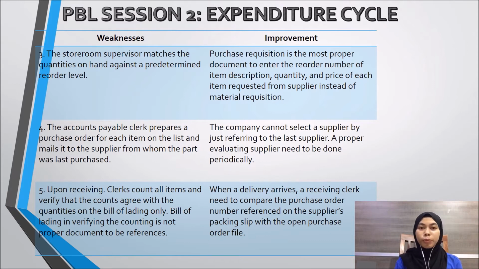So, the improvement that can be done is when a delivery arrives, a receiving clerk needs to compare the purchase order number referenced in the supplier's packing slip with the open purchase order file to verify that the amount of goods accepted was the right amount. And they also should examine each delivery to make sure the goods received were in good condition.